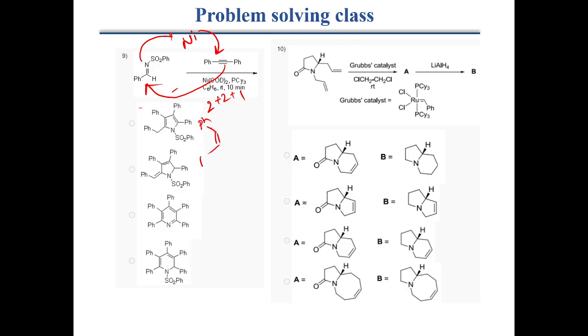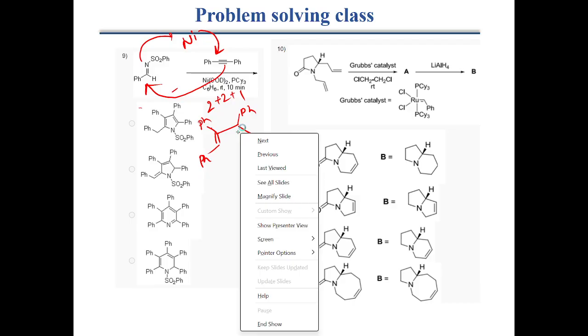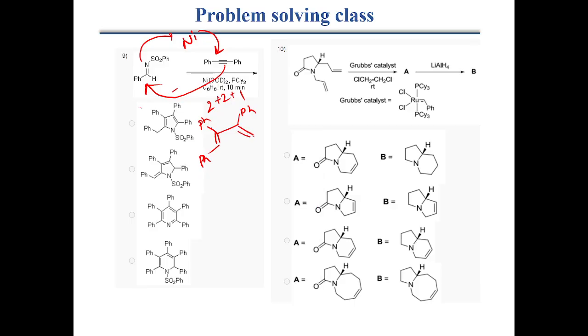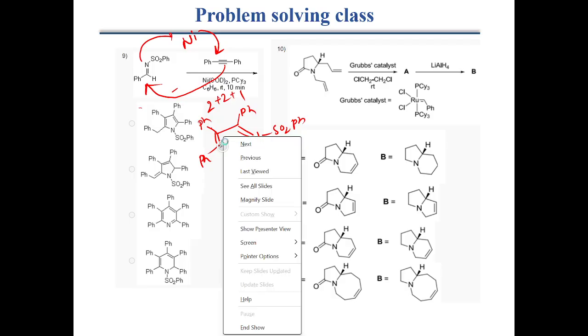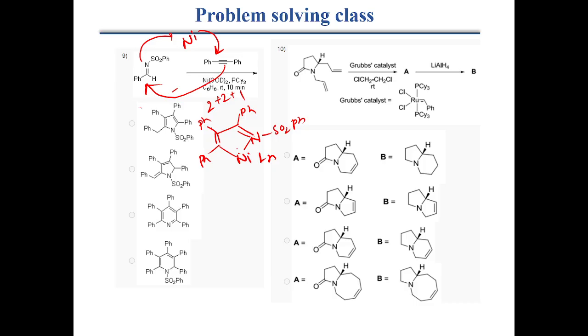Ph, Ph. This is Ph. Nitrogen, SO2Ph, nickel, Ln. I'm writing the cyclooctadiene as Ln. This will first form.